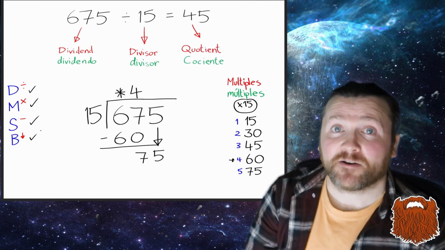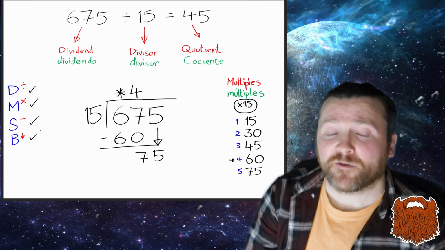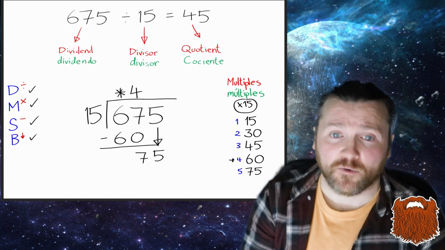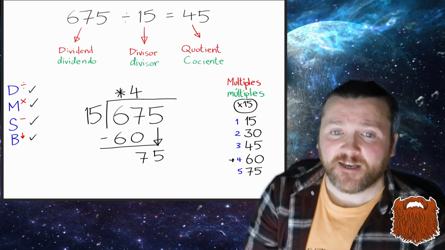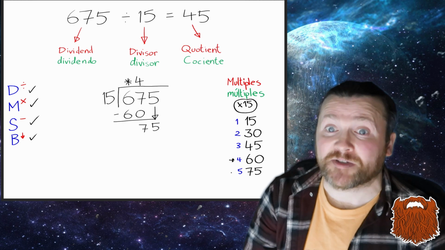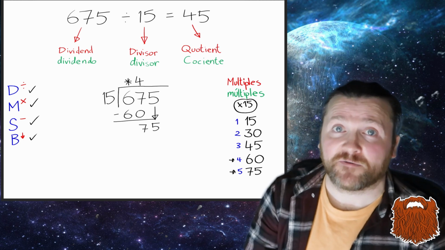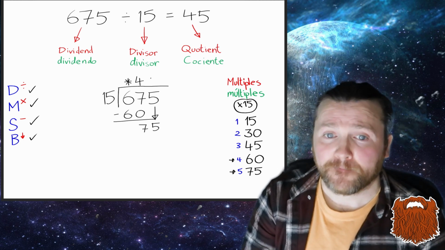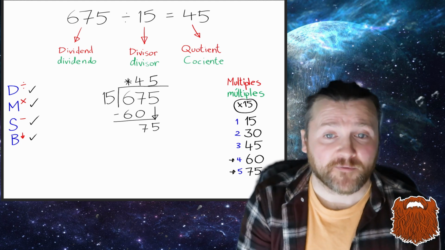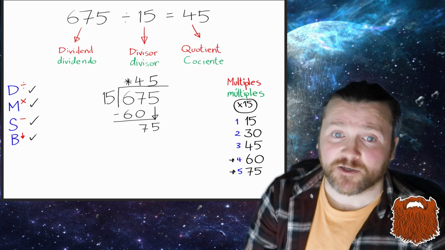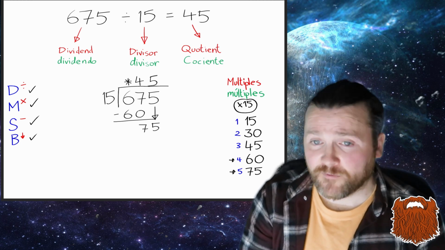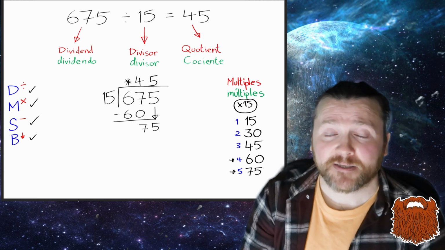And now we simply start over again. This time we're dividing the divisor into 75, into our answer. So, 15 into 75. From our multiples, we know it goes exactly 5 times. So we write the 5 up on the quotient line. Then we multiply 5 by 15, so our answer by the divisor, to double check. And we get 75, we know from the multiples.